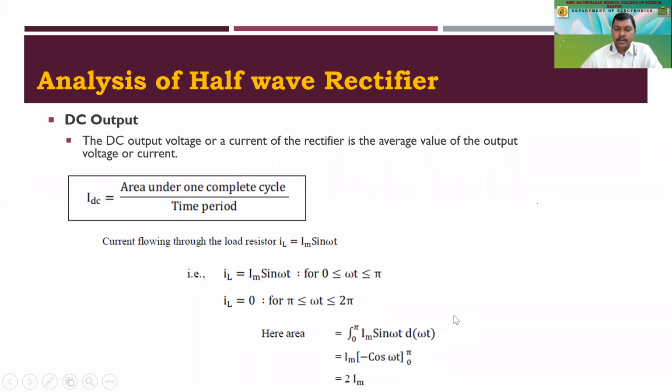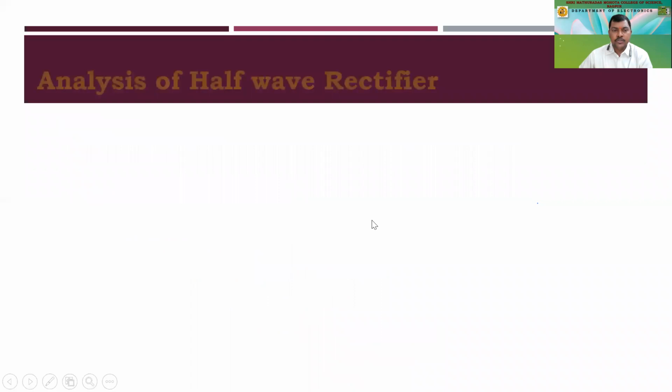So 0 to pi is the limit, and we'll have the value equal to, if you put pi, then minus cos pi, and 0, cos of 0, so cos of 0 minus cos of pi. Cos of 0 will become 1, and cos of pi will be minus 1. Okay. So the output will be equal to twice of Im. So it is the IDC, twice of Im.